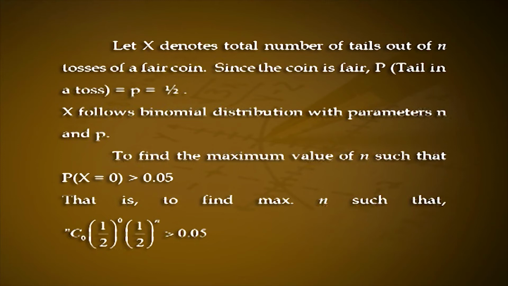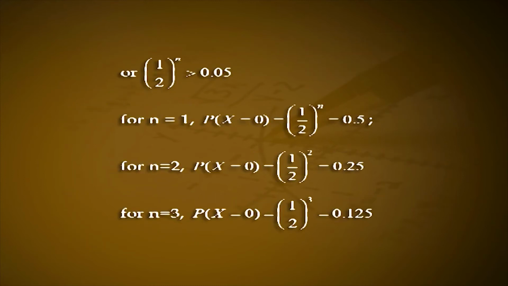To find the maximum value of n such that P(x = 0) > 0.05. That is, to find maximum value of n such that nC0 × (1/2)^0 × (1/2)^n > 0.05, or (1/2)^n > 0.05. For n equal to 1, P(x = 0) is (1/2)^1, that is equal to 0.5.